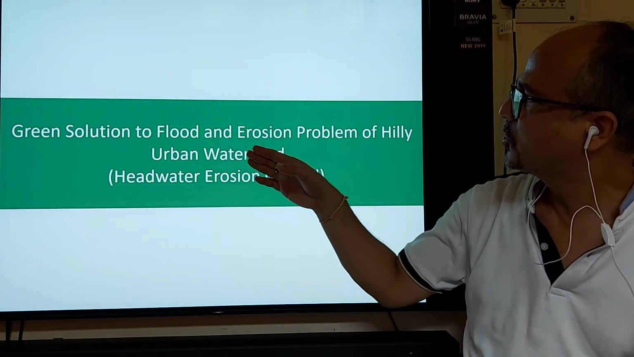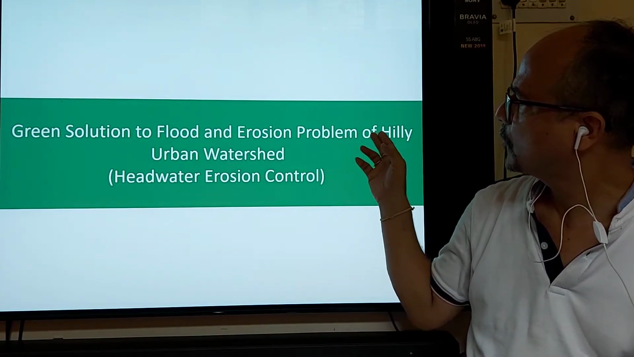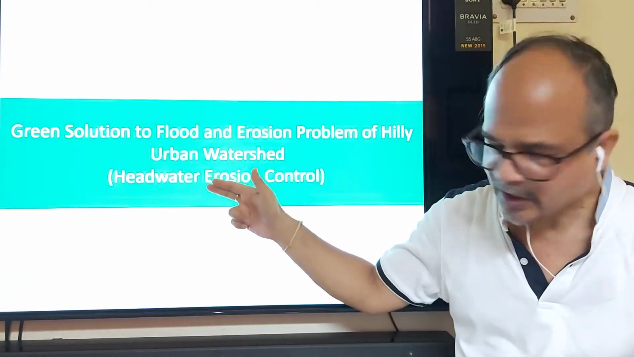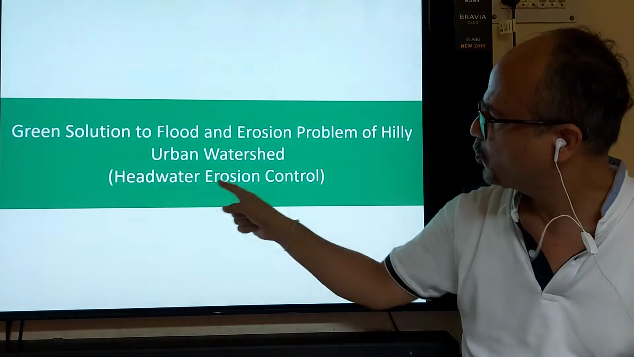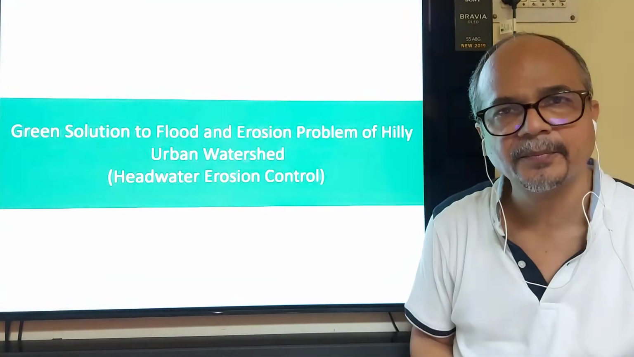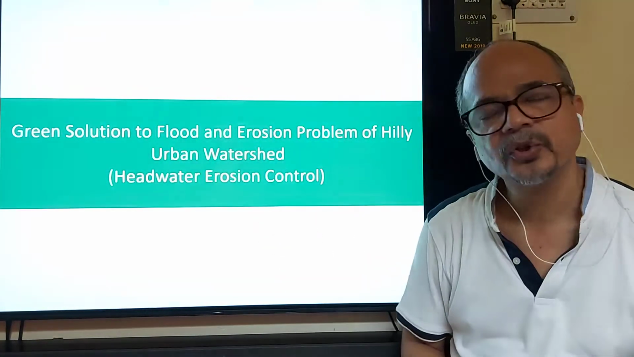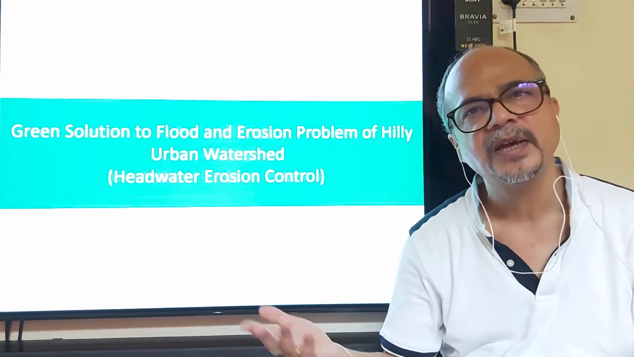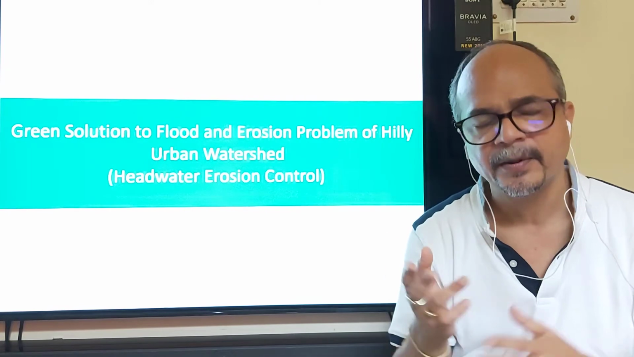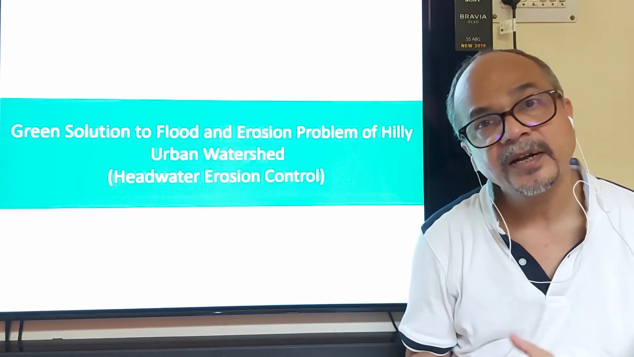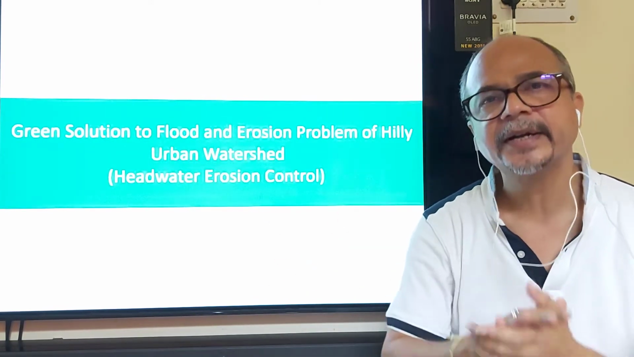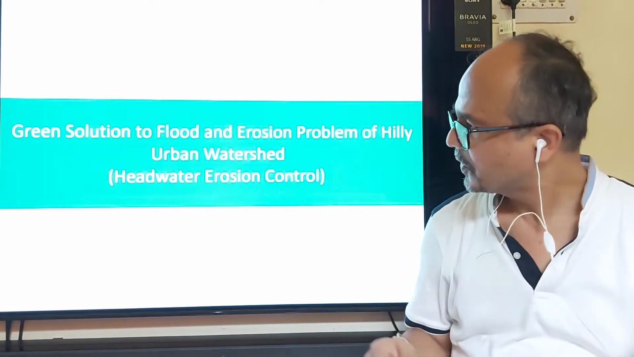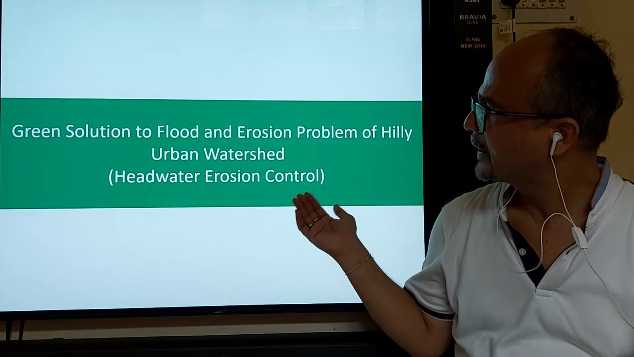Then, green solution to flood and erosion problem of hilly urban watershed. This is a hilly as well as urban watershed, and basically headwater erosion control we are talking about. And then the urban aspect is also included, because here in India our urban areas grow in a very haphazard way in the hills because of the economic reasons. And if we try to protect them, other aspects, the economic aspect and all these things, we'll have to think about. Okay, so with that concept we started.